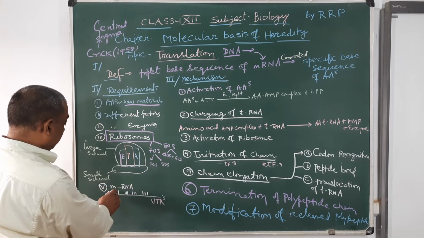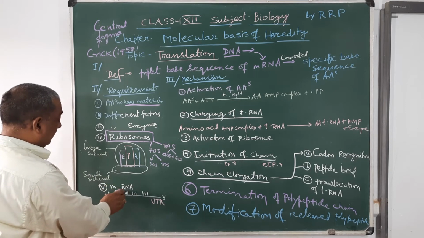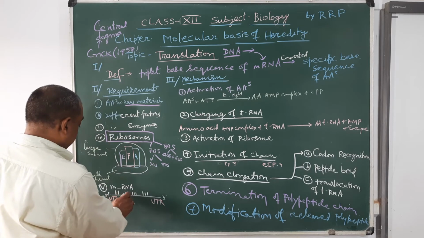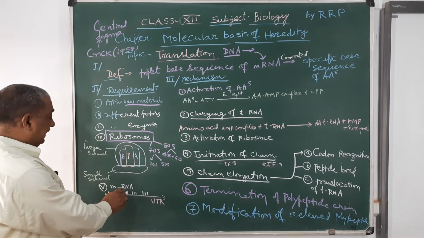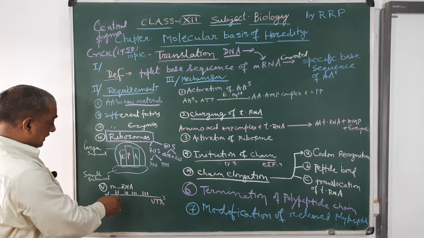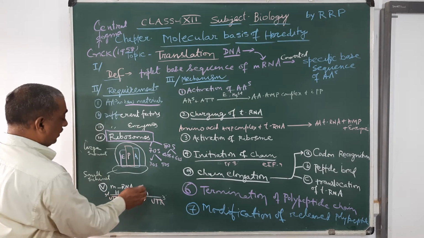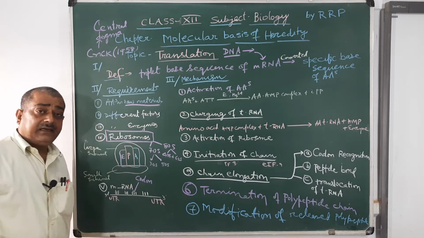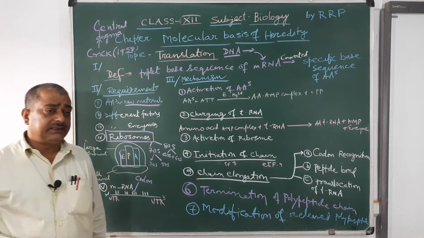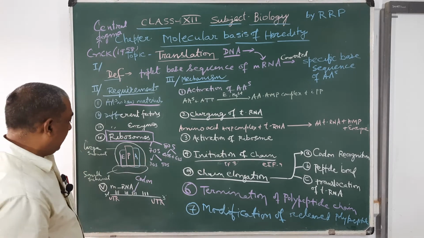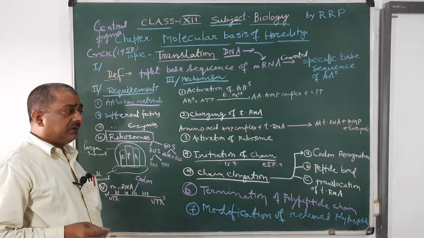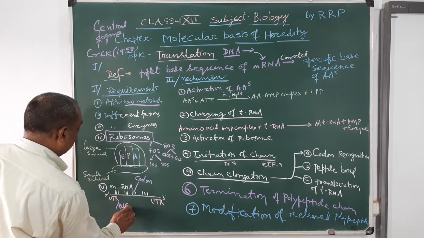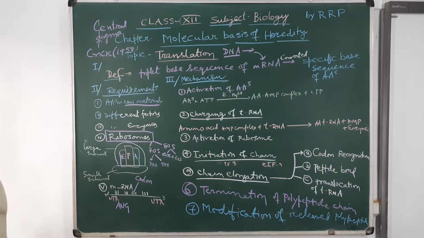So the next and last important requirement is mRNA. mRNA is a thread-like structure, single-stranded, and contains nitrogen bases in triplet form. They are called codons. There are about 64 codons, and out of the 64 codons, one codon acts as the initiation codon, like AUG. AUG is called the initiation codon.